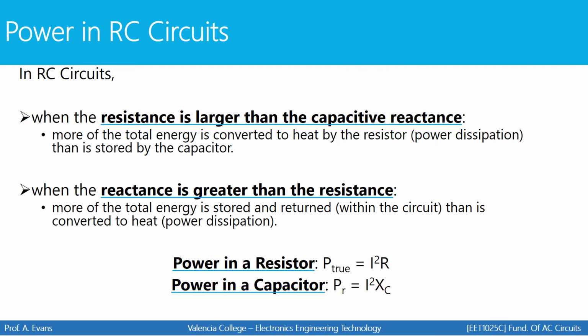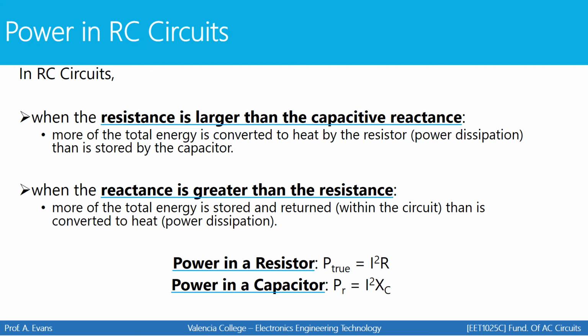So we've already talked a little bit about power in RC and RL circuits. Just to recap, in RC circuits, when the resistance is larger than the capacitive reactance, more of the total energy is converted to heat by the resistor, which is power dissipation, than is stored by the capacitor. When the reactance is greater than the resistance, more of the total energy is stored and returned within the circuit than is converted to heat. Remember, there's no true power that is dissipated in a capacitor.